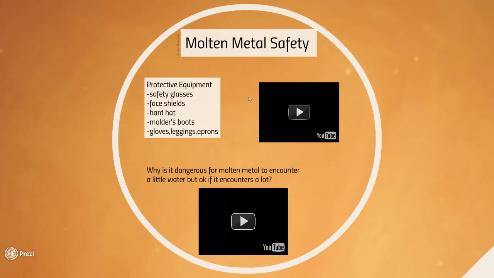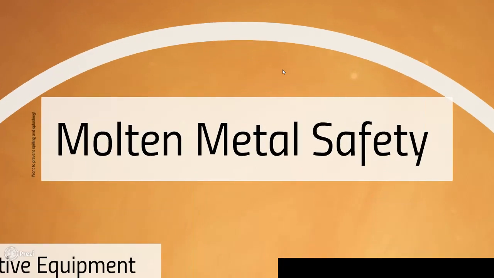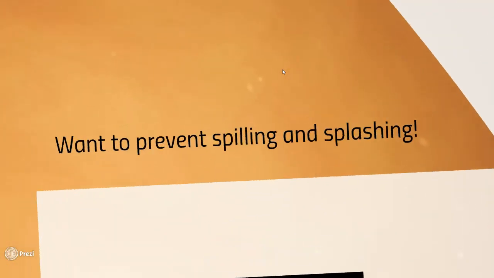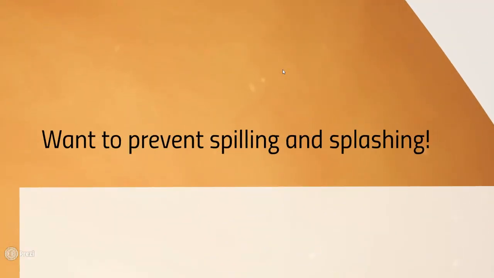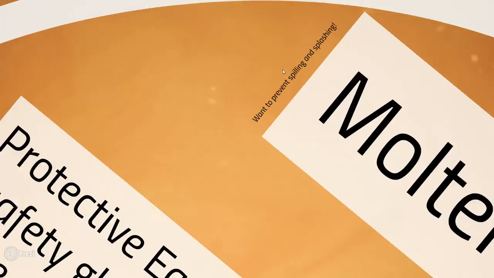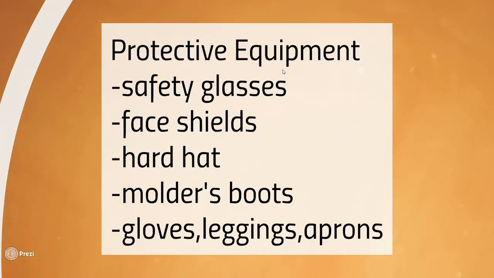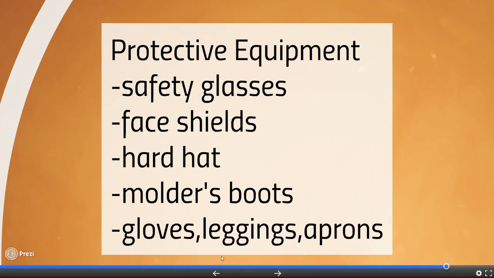Now let's talk about molten safety for a little bit because we really have not discussed that yet. When you think about molten metal safety, what do you think about? Well, one of the things that might come to your mind is that you don't want spilling or splashing. You don't want this very, very hot molten metal to spill or splash on you. And so to keep that from happening, you're going to have to wear protective equipment, including safety glasses, face shields, hard hat, boots, and gloves, leggings, aprons, things like that.